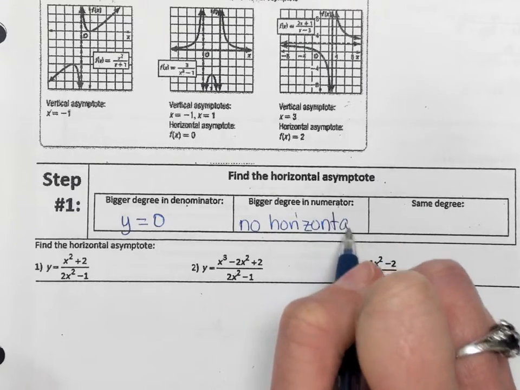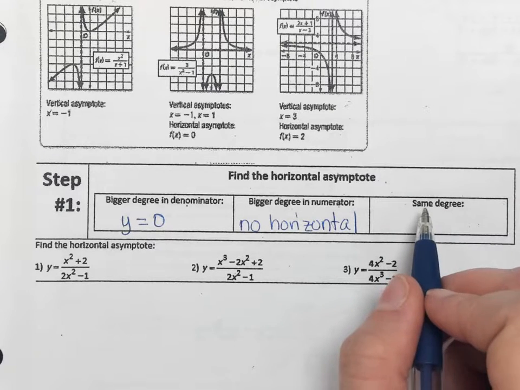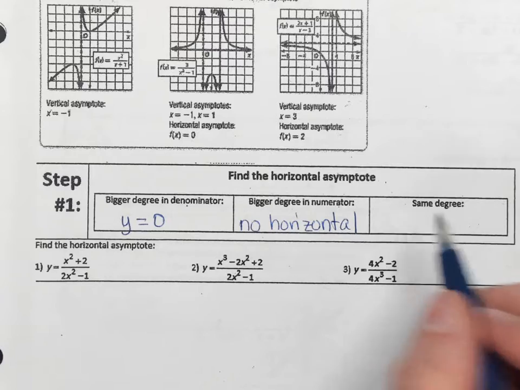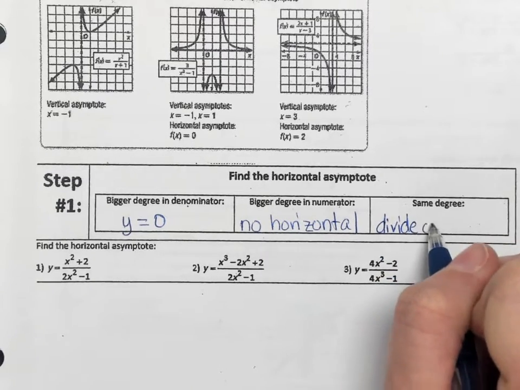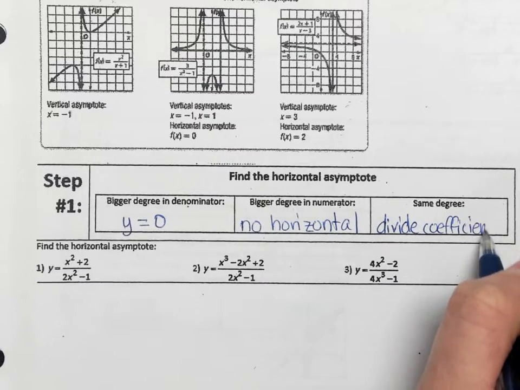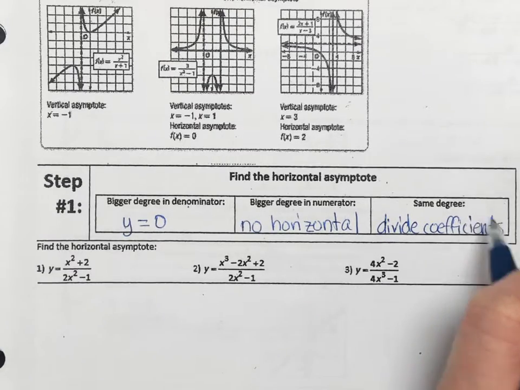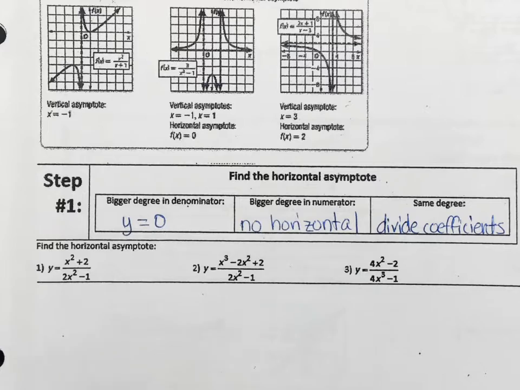Horizontal. Goodness, I can't spell. Alright, if they have the exact same degree, all you do is divide the coefficients. What's a coefficient? The big numbers in the front, right? Okay, so let's take a stroll down memory lane, shall we? You ready?